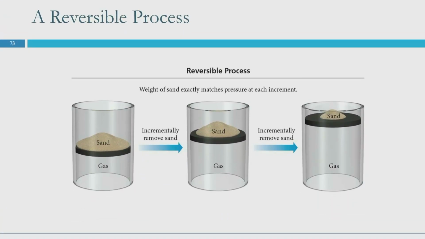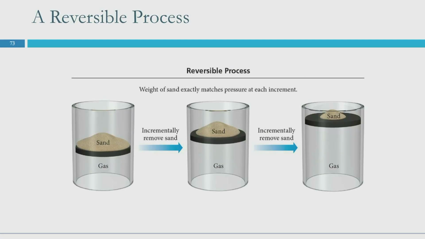So this is an image of what a reversible process might look like. We've got a gas in here that we want to expand. And if we remove some of the sand from the top of this movable cylinder or piston, if we remove some of that sand a grain at a time, every grain that we remove, the little thing that the sand is sitting on is going to rise up just a tiny little bit.